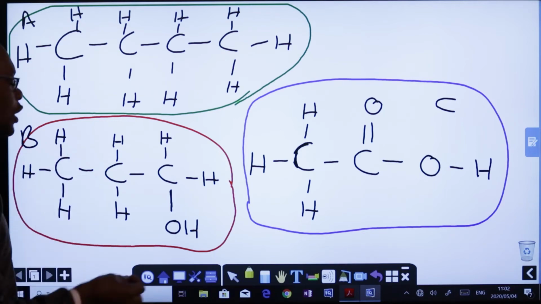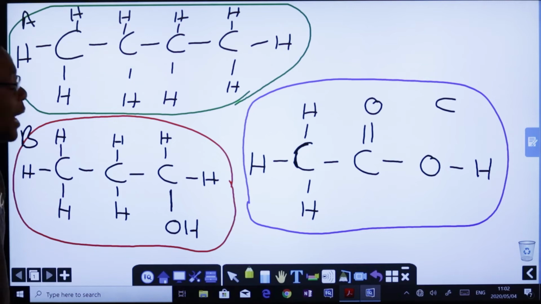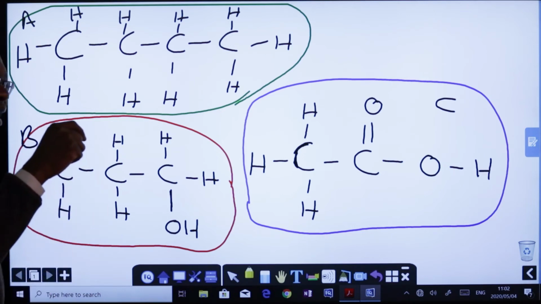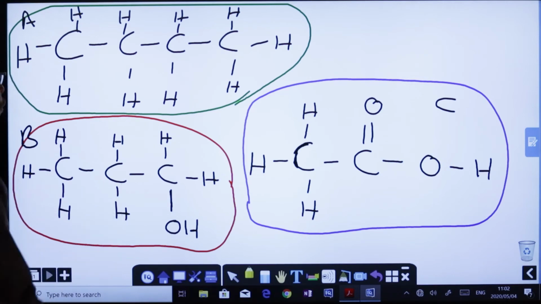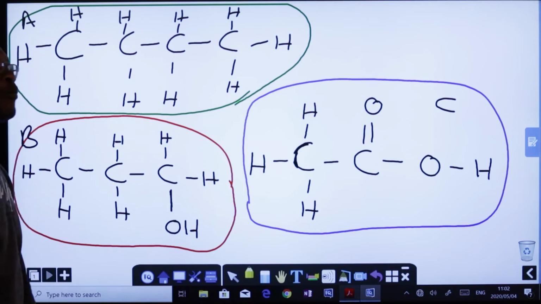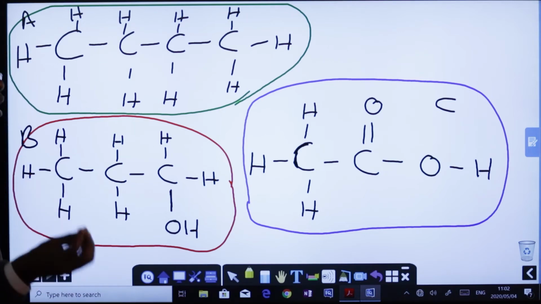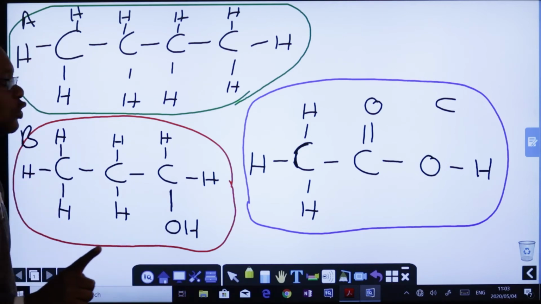That's why its boiling point is minus 0.5 degrees. But if you come to B, this is propanol. What do we know about molecules that contain a highly electronegative species, or a functional group or atom in the molecule? So in this case, the propanol has got oxygen in its molecule. And we know that when oxygen is attached in a molecule, it has a very high electronegativity.